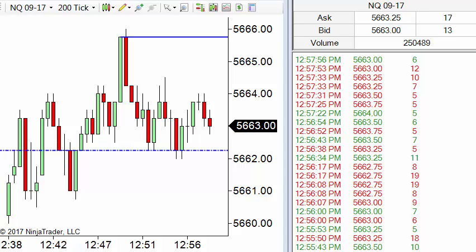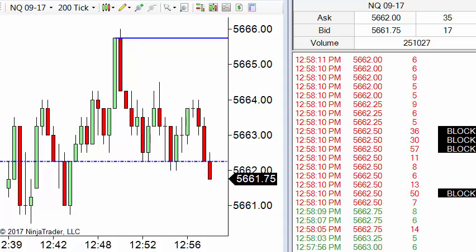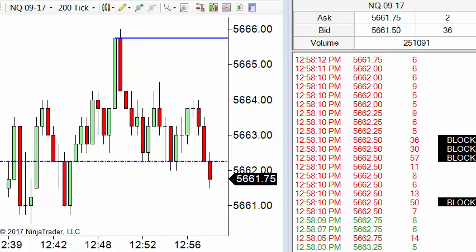Okay, so now we are coming down. You see the blue line below us, and so that's support. And so now the next question is, well, is the market going to hold that support and bounce off, or is it going to break through? Well, again, the market's moving pretty fast.